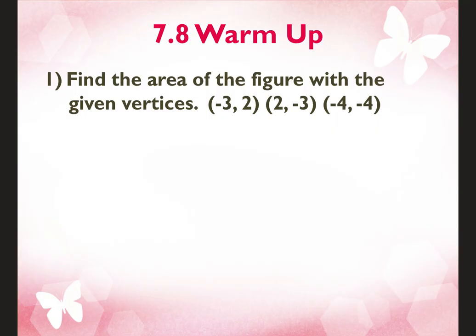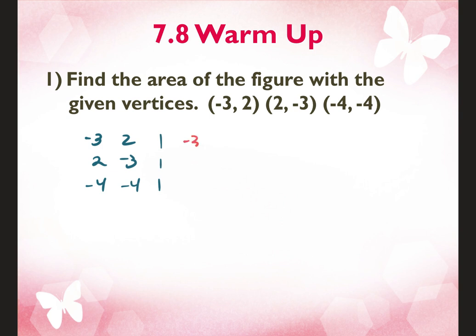Okay, then we did the determinant like for all the things in 7.8, right? So you're doing it for area, you're doing it for collinear, and then you're doing it for Cramer's rule to solve systems of equations. So for area, we take our 3 coordinate points that they will give you and make them the first and second column of a matrix. So -3, 2, 2, -3, -4, -4. I fill the third column with 1s. And then I want to find the determinant of this 3 by 3.